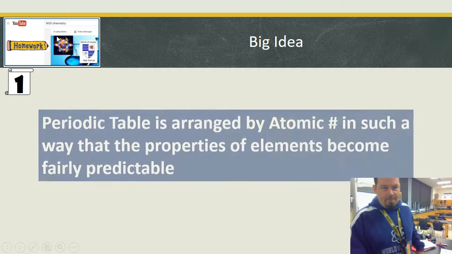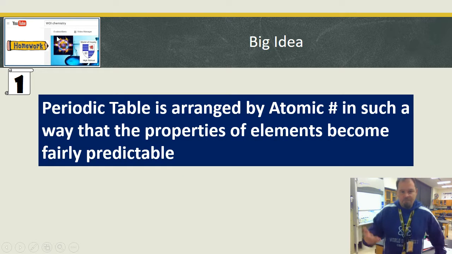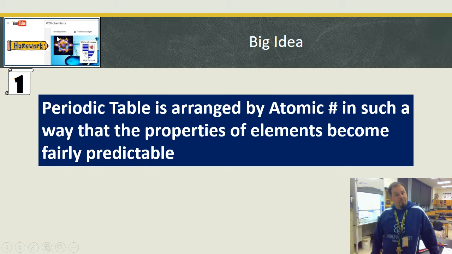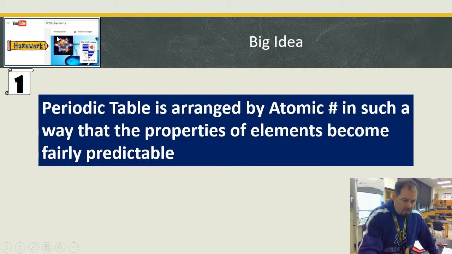So first idea, big idea of this unit is the periodic table is arranged by number of protons, or atomic number, in such a way that these elements' properties become predictable, and that is called periodic law.